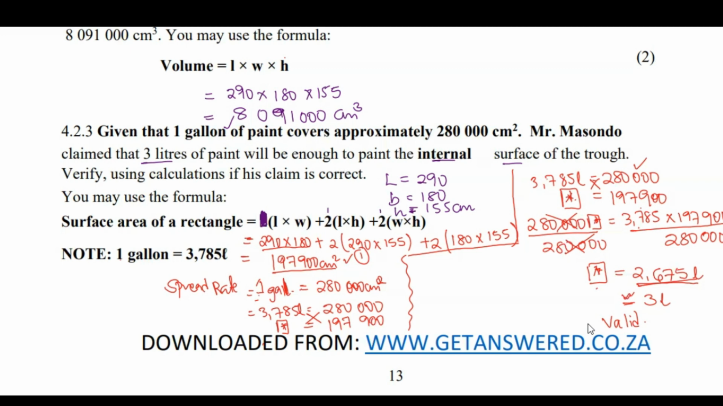3 liters, and I did need to conclude, which becomes valid. Why am I saying valid? Because the claim says 3 liters will be enough. You understand? Yes, indeed. We need 2.67, which is enough. So 3 liters are enough. So the conclusion is what? Valid.